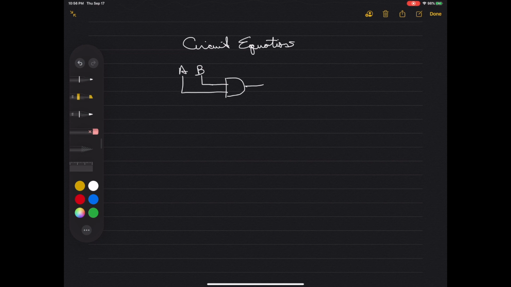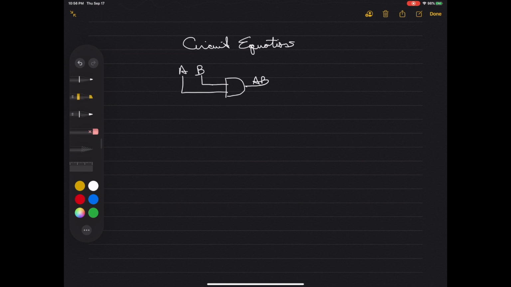Now, you can write A dot B because that dot specifically means AND. This guy right here means A and B. That is logical AND. But most people don't do that. Most people just simply put AB and understand that that's the same thing as A dot B or A and B because you're going through an AND gate.